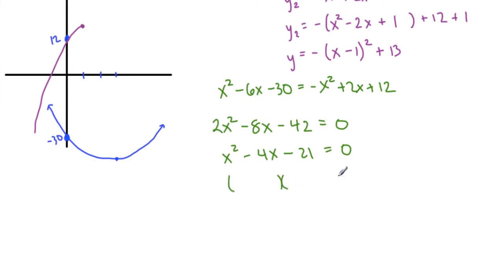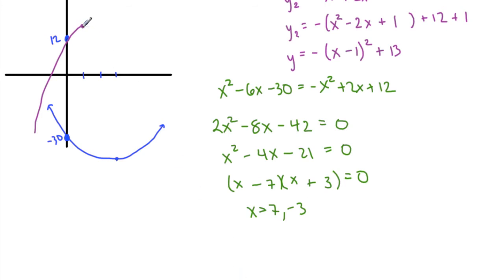Let's see if we can factor it. x, 7 and 3, and then a minus 7 and a plus 3. Just make sure it works. I get x squared here, plus 3x minus 7x. 3x and minus 7x does add to be minus 4x, and then -7 times 3 is -21. Okay, so this means that they intersect at 7, and they also intersect at minus 3.